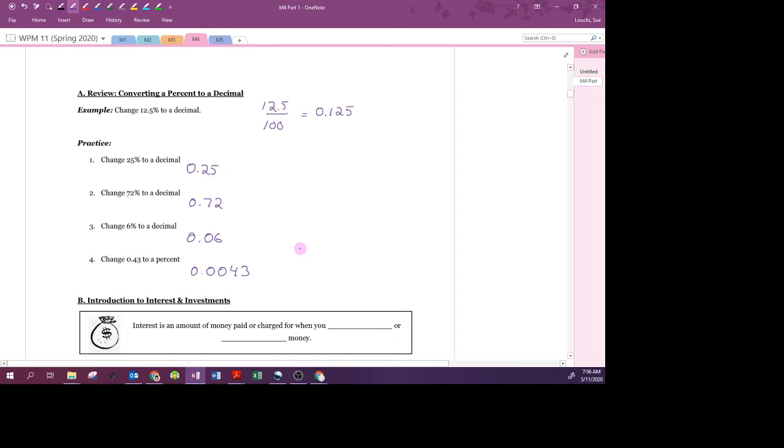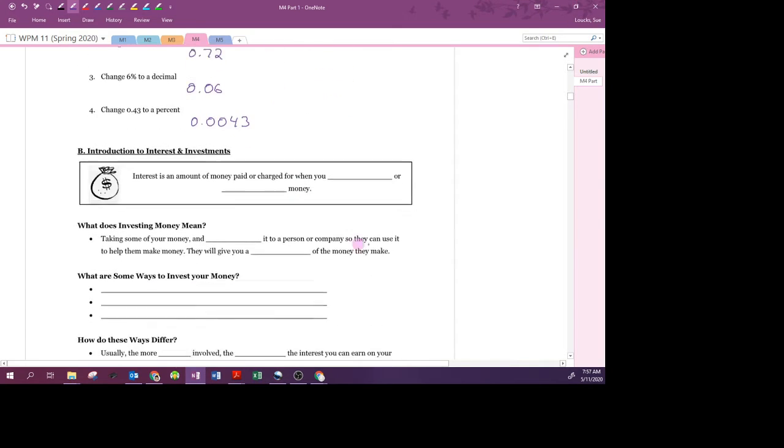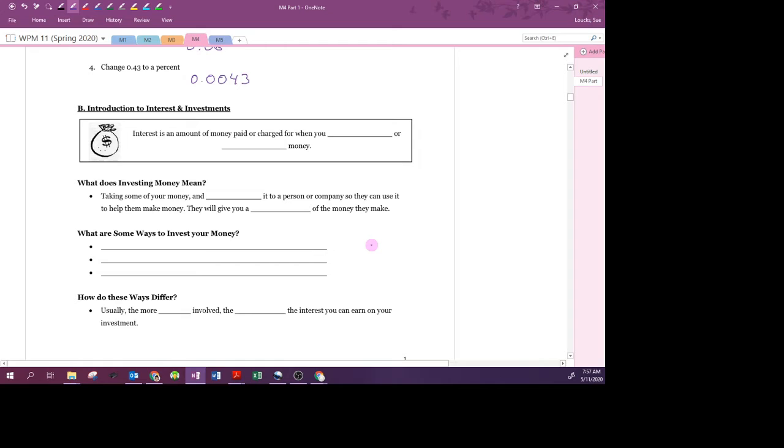All right? Okay, Part B, an introduction to interest and investments. Interest is an amount of money paid or charged when you deposit or borrow money. What does investing mean? Taking some of your money and lending it to a person or a company so they can use it to help them make money. They will give you a small cut of the money they make.